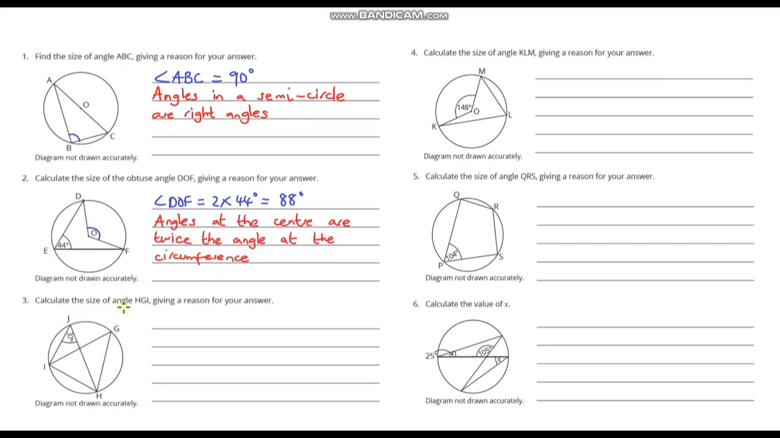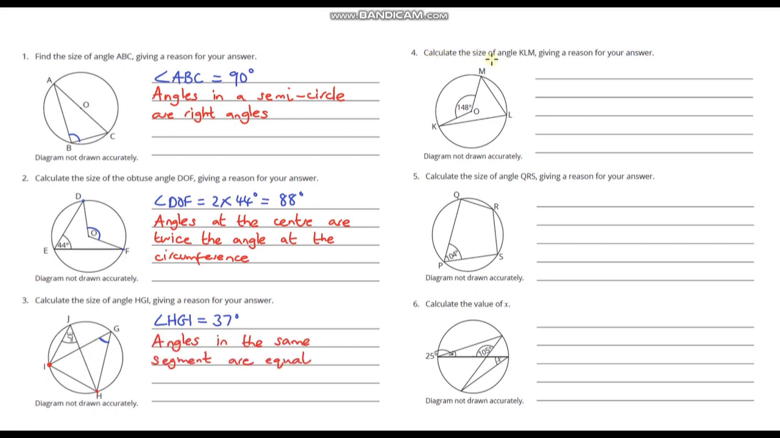Question 3, calculate the size of angle HGI. So HGI, that's this angle here. And we can see that if we compare these 2 angles, they both join the circumference at these 2 points. So we would say that these angles are in the same segment. So we know that angles in the same segment are equal. So this must be the same as this angle. So we can say that angle HGI must equal 37 degrees. And our reason is that angles in the same segment are equal.